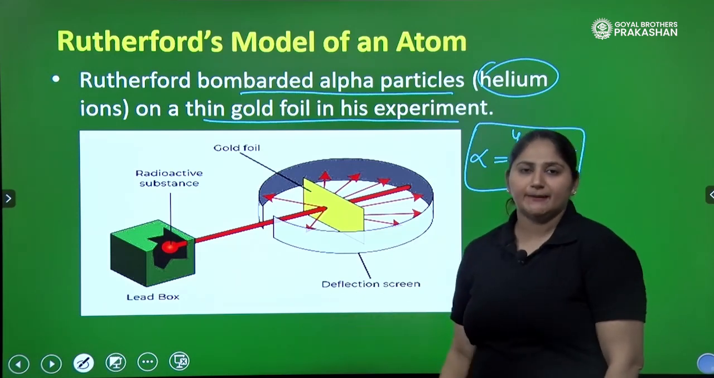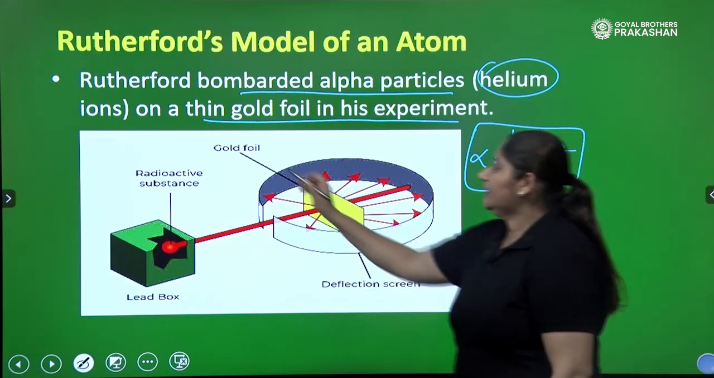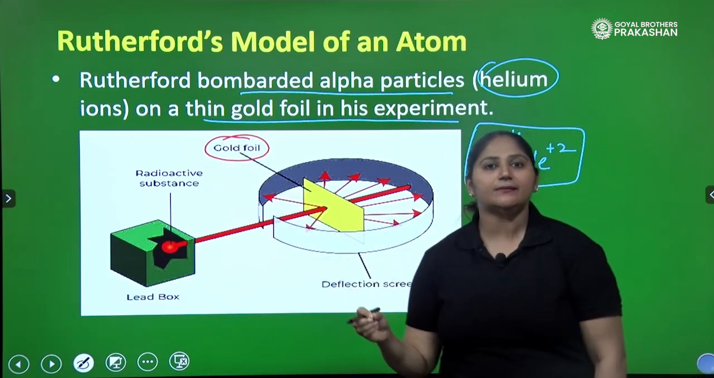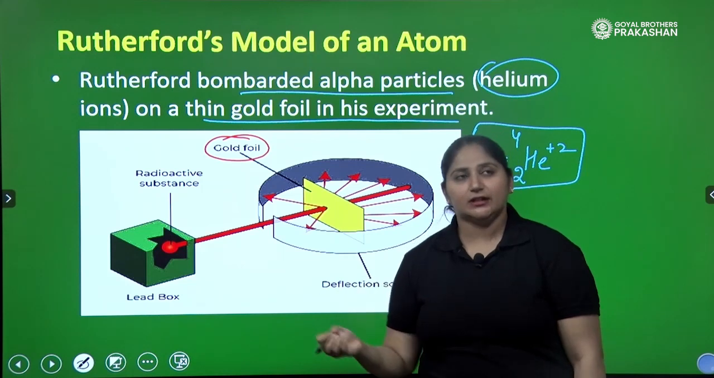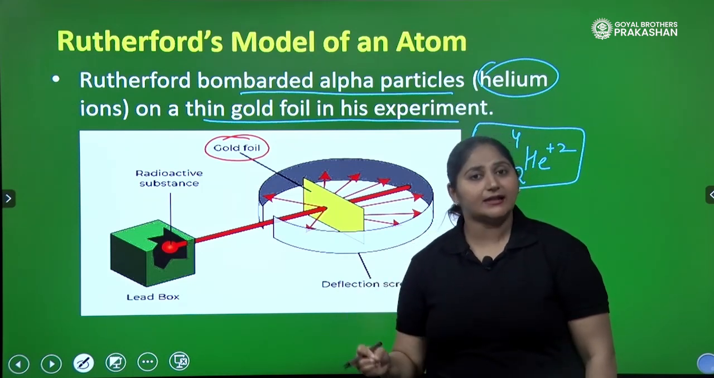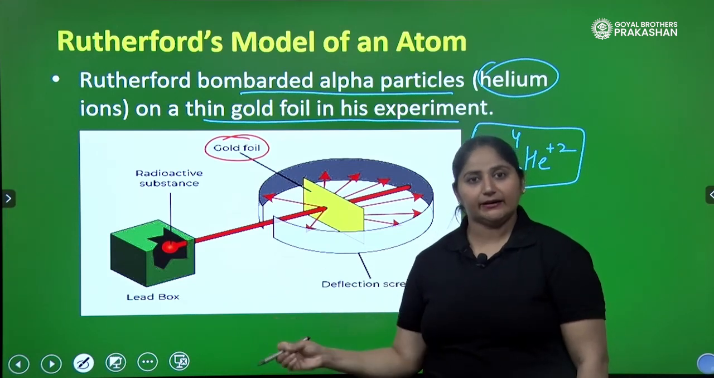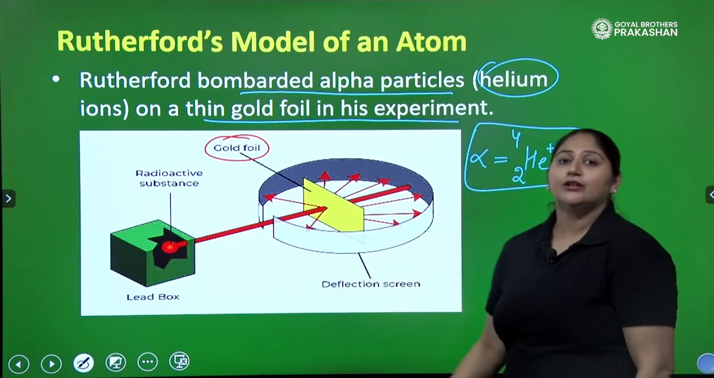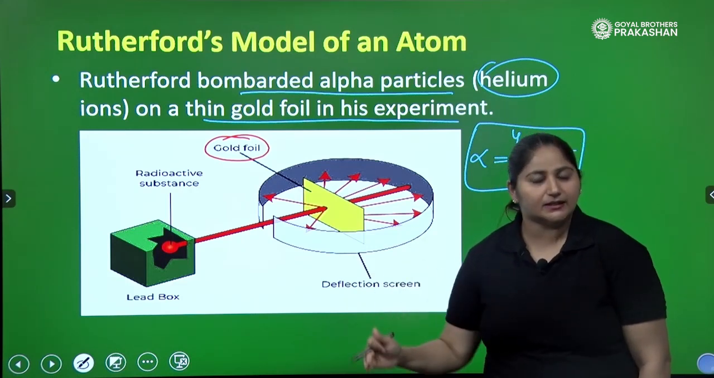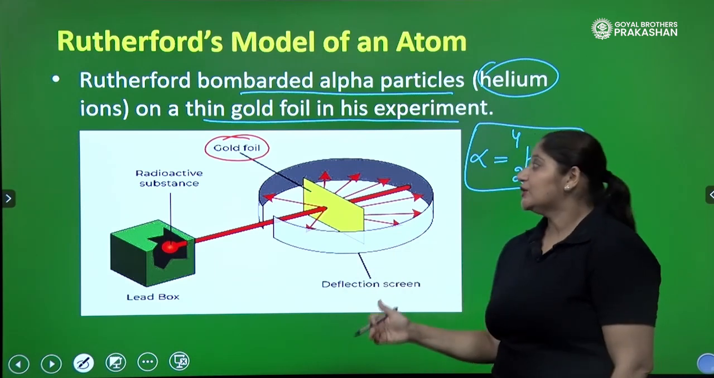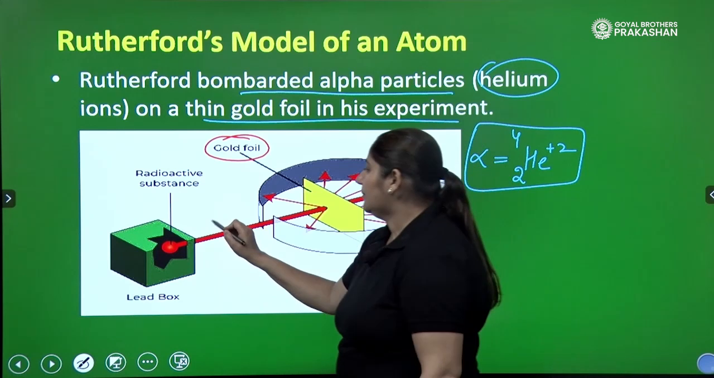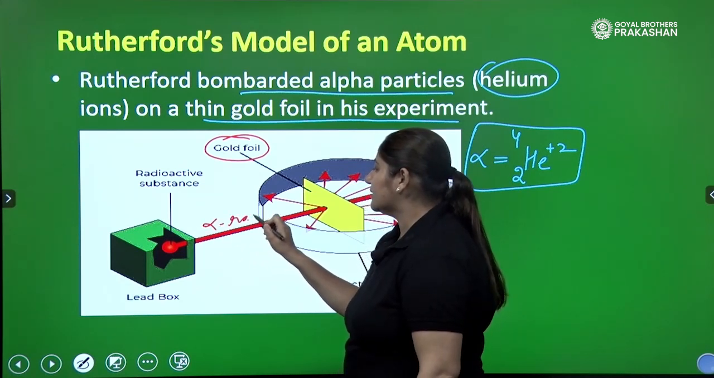In his gold foil experiment, there is a gold foil, which is very thin, as thin as just 1000 atoms in a layer. So why did he choose the gold foil? The only reason was that the gold foil can be made as thin as 1000 atoms per layer. He could have taken any other metal, and the result would be the same. So he took the gold foil, and this is the radioactive substance from which alpha rays will be passed.